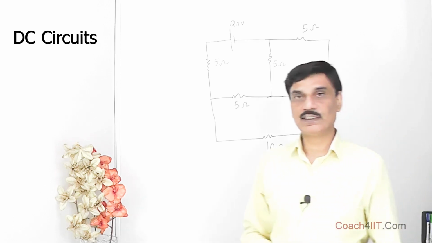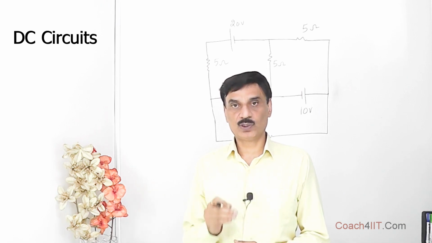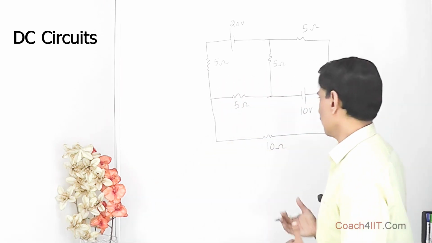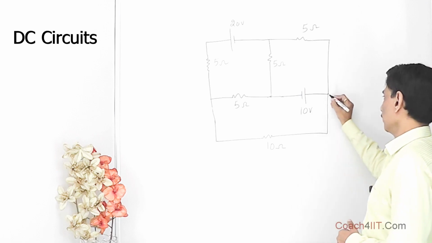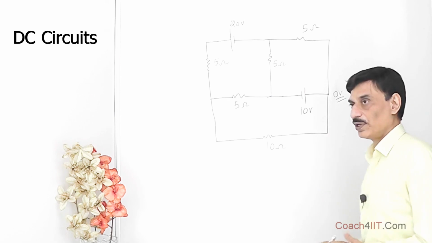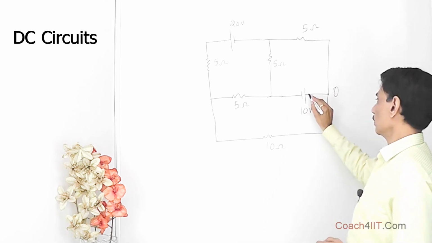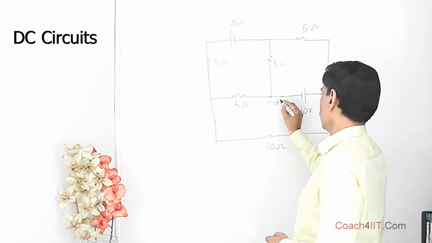Once we have identified the nodes, the next step is to give a reference potential to any of the nodes. Over here we can give reference potential to any of the nodes. Let's say we take this at 0 volt potential. We are giving it a reference potential. So once we take it at 0 volt, this is going to be 0, and this is going to be at minus 10 volt.